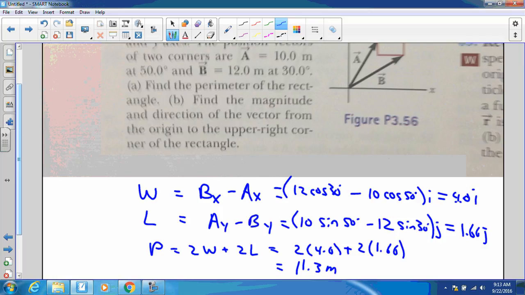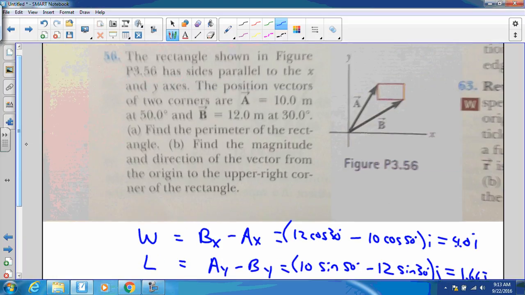Can you visualize it in terms of vector operations? Well, it would be BX and AY. Go ahead, Ron. Well, BX is 10.4 and AY is 7.7. So 10.4 i plus 7.7 j.